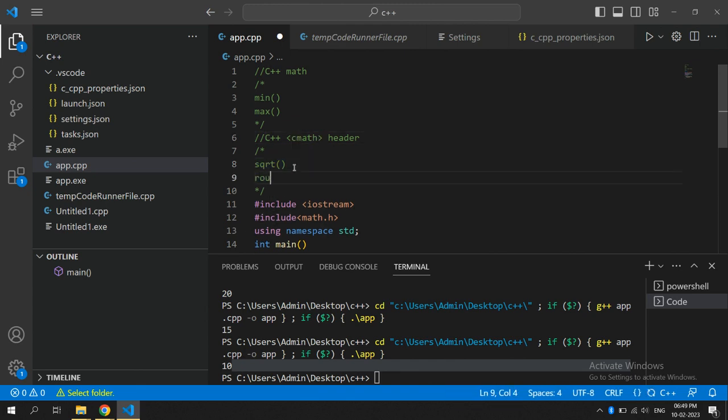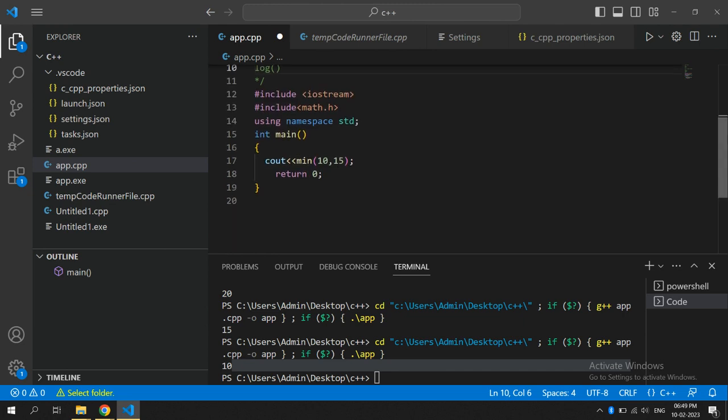Square root and a few more examples, such as round. Round gives us the round of a number. Whenever you are using decimal numbers, you can get the round off of the number. And also we can use log functions. Log is also used under cmath. Let us take an example for each of these to check how it works.